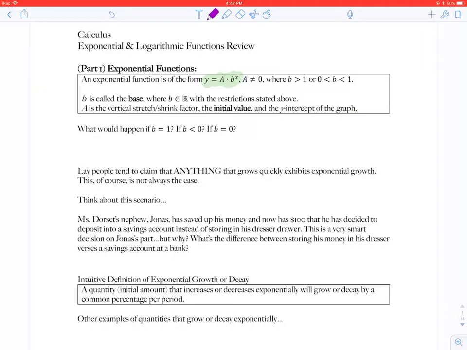And here's why. If we think about b being equal to 1, like let's say that we had y equals 1 to the x power. Well, for any real number that we substitute in for x, we would just end up with 1. So this just ends up being a horizontal line.